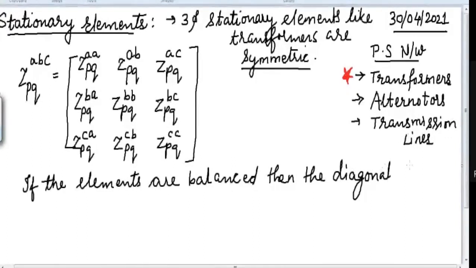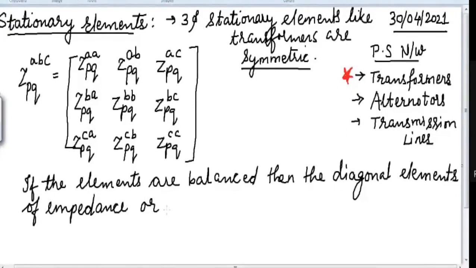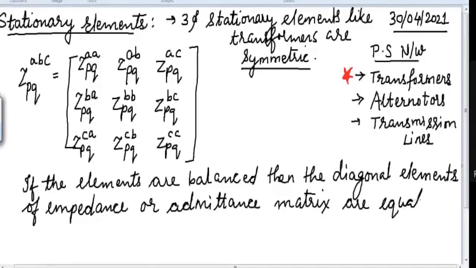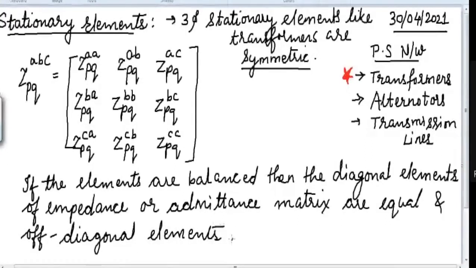Please note down all this. This may be asked in a multiple choice questionnaire. There can be a multiple choice question framed based upon this basics. So if the elements are balanced, then the diagonal elements of the impedance or admittance matrix are equal, and the off diagonal elements are also equal.